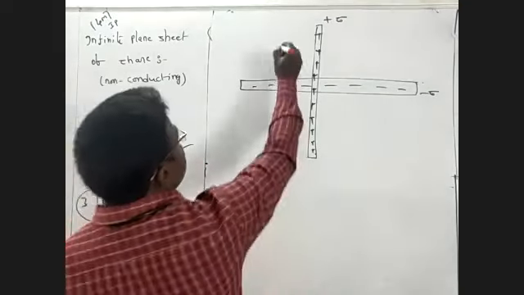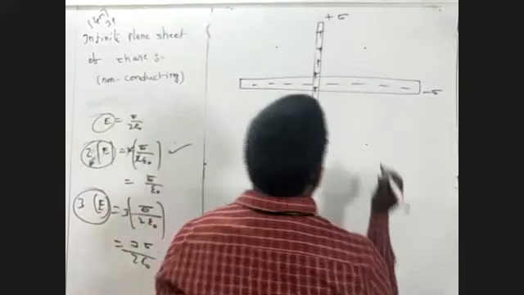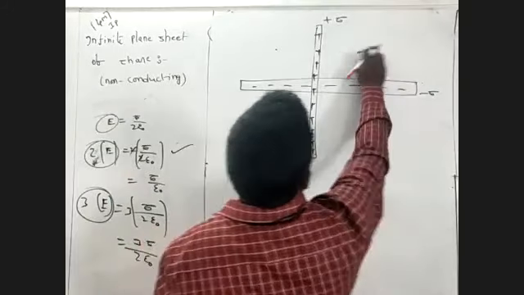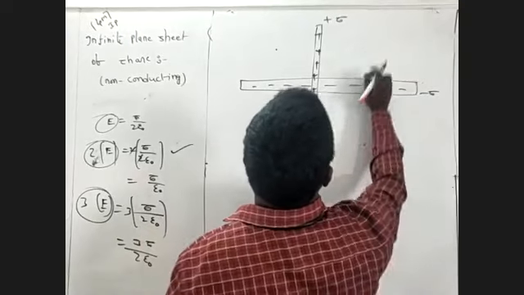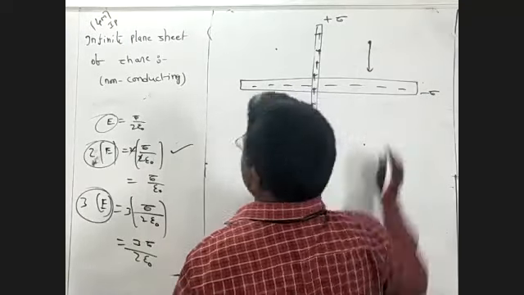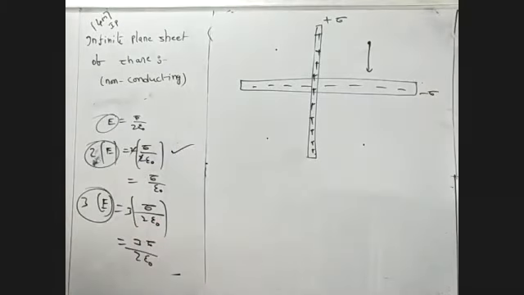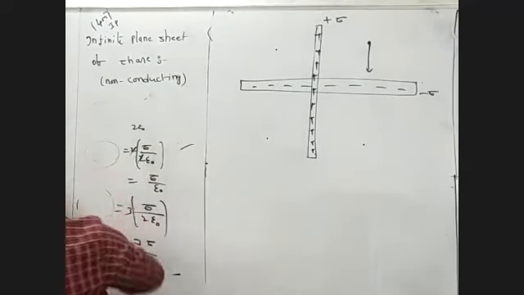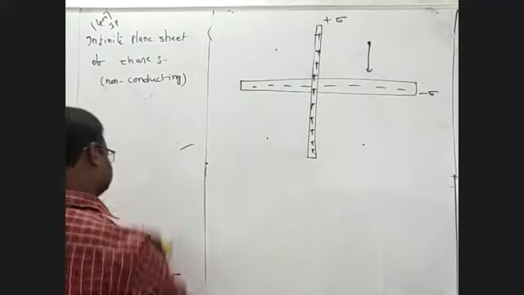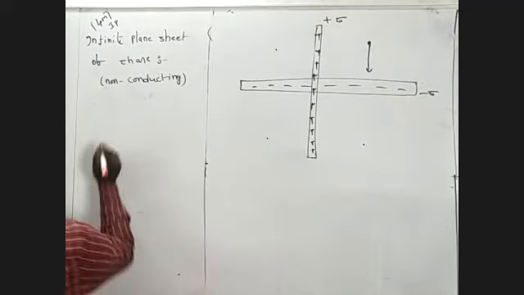At this place, we have to find the intensity of electric field. In this region, what is the direction of electric field? The direction of electric field is downward at this point. For the negative plate, the direction of electric field is in the inward direction. This is an infinite plane sheet.